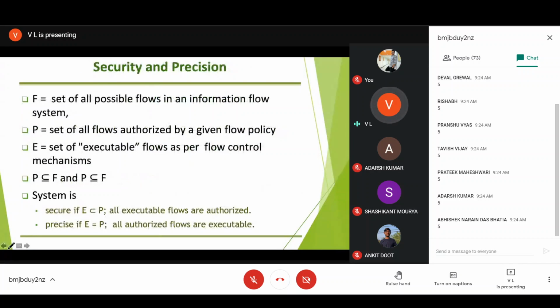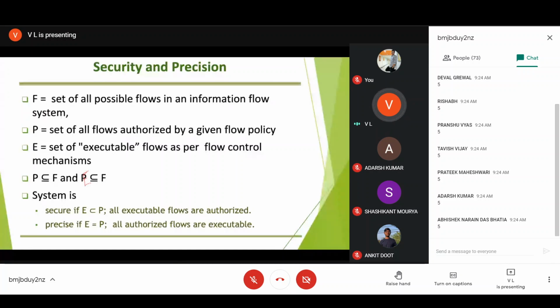So if F is the set of all possible flows in an information flow system, P is the set of flows authorized by a given flow policy, and E is the set of flows permitted by the implementation of our flow control mechanism, then what we would like is that P should be a subset of F and E should also be a subset of F. This is taken for granted, isn't it? E cannot be a superset of F and P cannot be a superset of F.